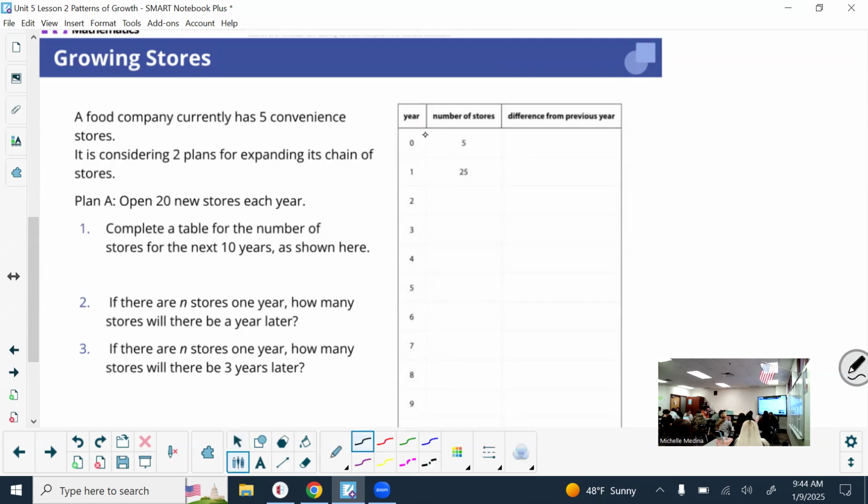Notice they partially filled in the first year for you. You won't have anything for this box right here because there won't be a previous year to this, year 0. Year 0 is when it started, the difference from the previous year. And they're applying the pattern of opening 20 new stores each year. So if they started with 5 and they're adding 20, in year 1 they have 25. And you'll continue that pattern for this column. When it comes to difference from previous year, what does difference mean in math?